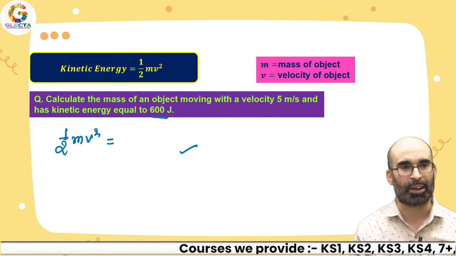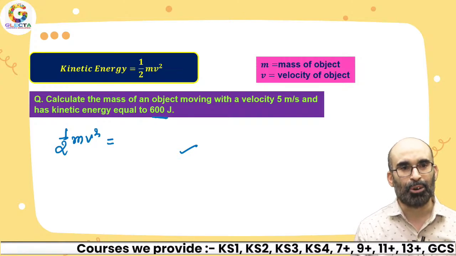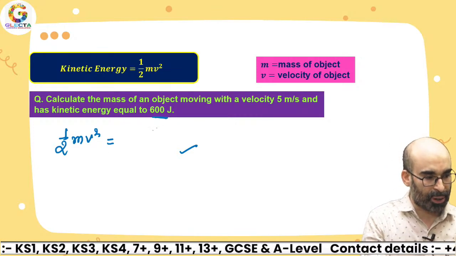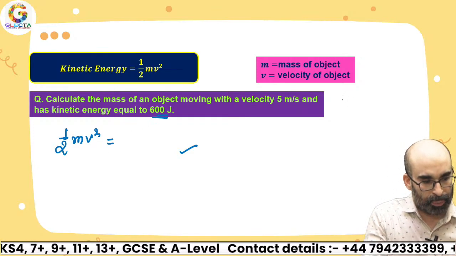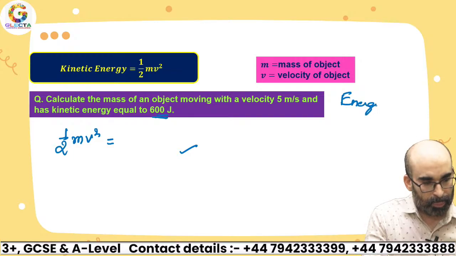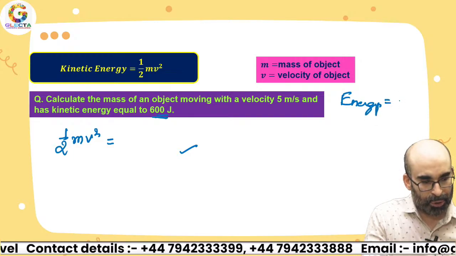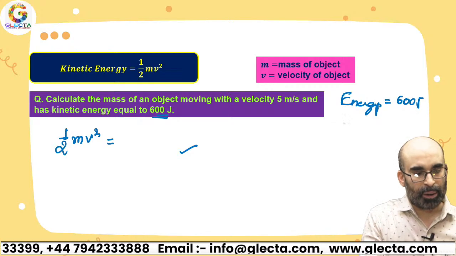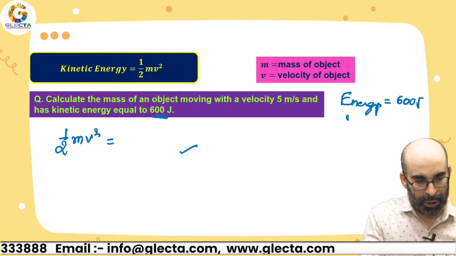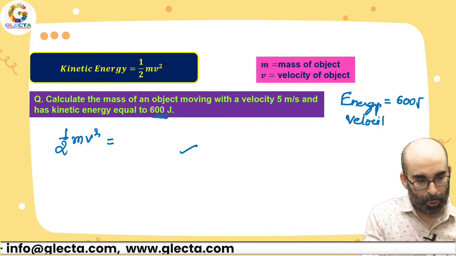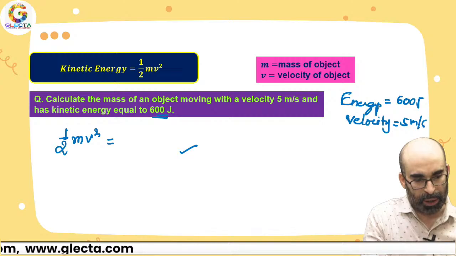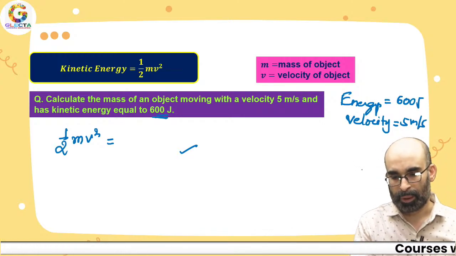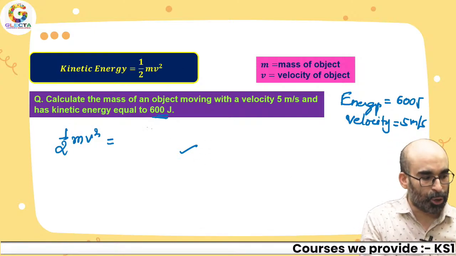Michael, this is an incorrect answer. You had to calculate mass, right? I want your attention. Energy is given to you. Energy equals 600 joules, right? Speed is given, right? Speed is also given as 5 meters per second. Using these two quantities, yes, Michael, now use that equation.